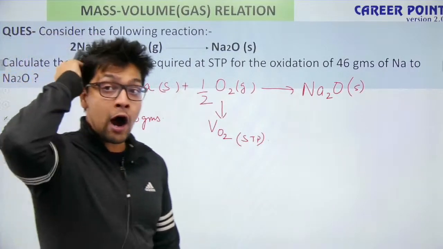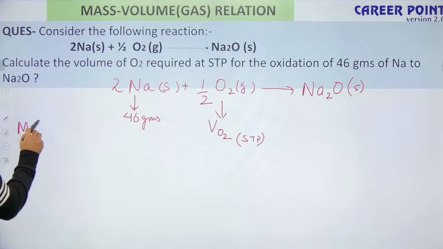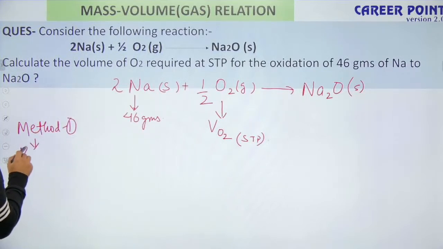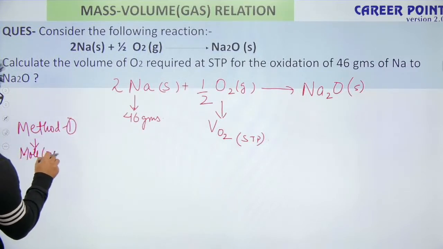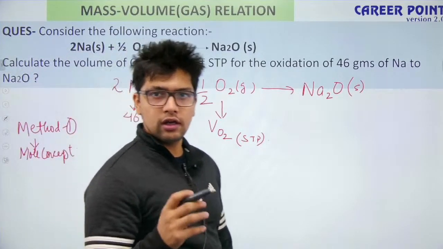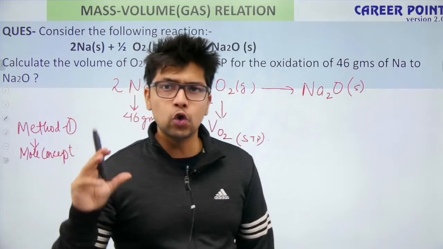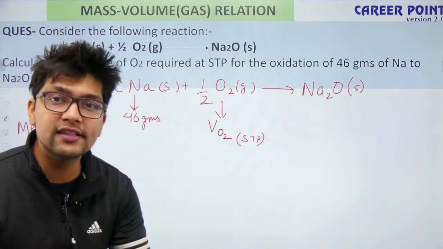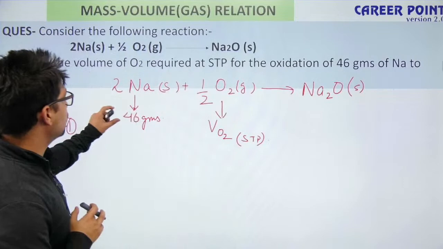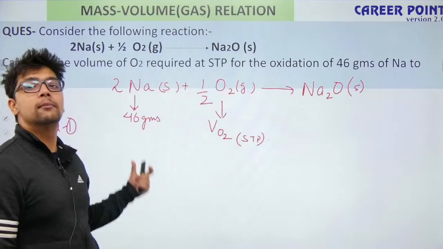Now how to solve this type of questions? First, let's try it by method number 1. What is my method 1? It is just the basic approach using the mole concept. Every time I look at these type of questions where mass and volumes are given, do one thing: try to convert this question to moles. Make sure you are calculating the moles using the volumes and using the masses.